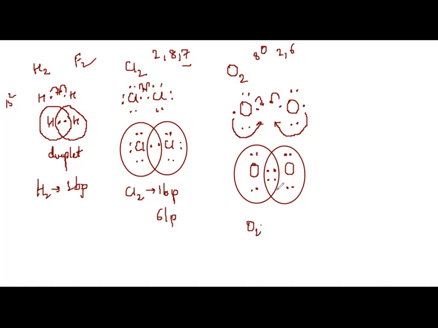How many bond pairs are there? There are 1, 2 bond pairs. So there are 2 bond pairs. And how many lone pairs? 1, 2, 1, 2. There are 4 lone pairs total in the oxygen molecule. Understanding? Therefore, this molecule, I can represent it like this also. Oxygen, 2 bond pairs and oxygen. Here there are 2 lone pairs and here also there are 2 lone pairs. Is that clear? Chlorine, I will represent it like this.